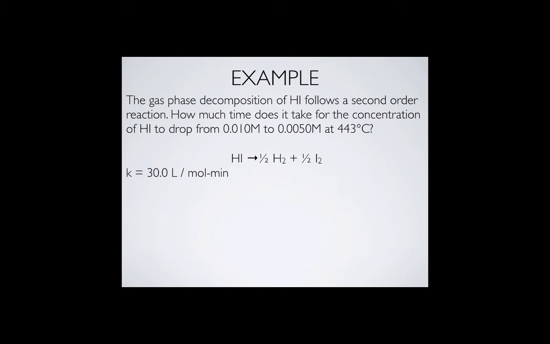Here's another example. Here we have a gas phase decomposition of HI. We know it follows a second order reaction, so we want to know now how much time does it take for the concentration of HI to drop from 0.010 to 0.0050. So we want to cut the concentration of HI in half at 443 degrees Celsius, and we're given the k value here. So again, this will be worked out as a pencast and posted on D2L, and we will also work it out in class.